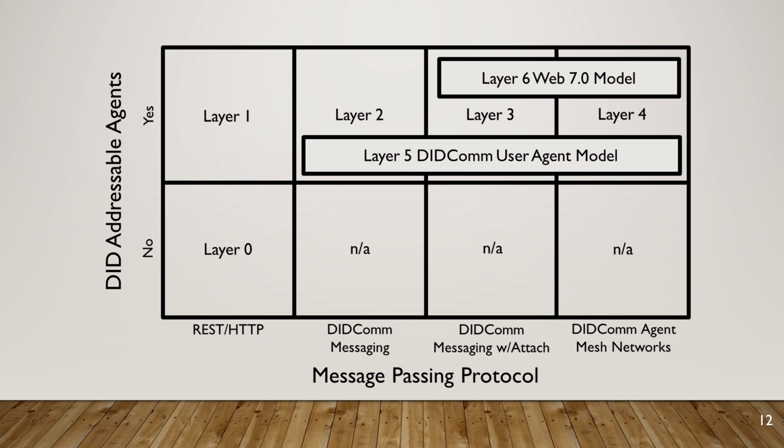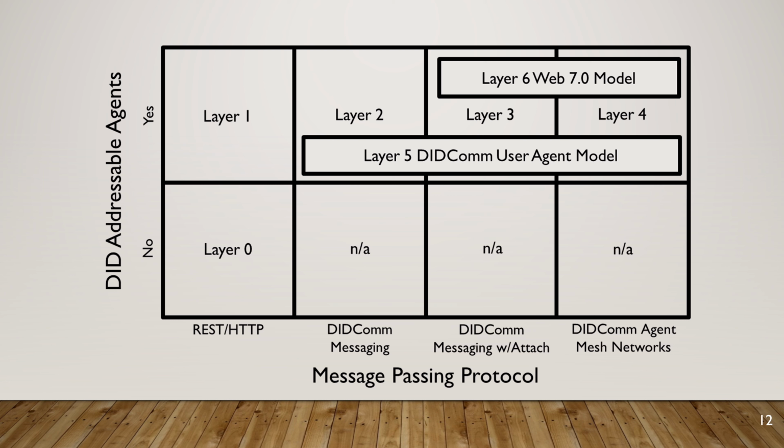Well, DID addressable agents in layer 0, we're just using plain old domain names or IP addresses and ports to address or name or reference those agents. In layer 1, we're actually using DIDs to name those agents. And so that requires us to do DID resolution. We need to be able to take that DID, resolve it to a service endpoint, extract the URL, and then we effectively have a layer 0 type of scenario. But that's an example of just the baby steps we're trying to take.